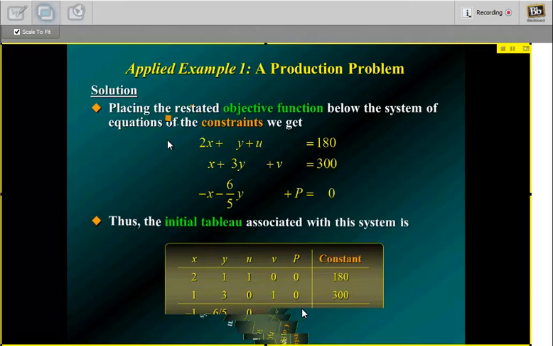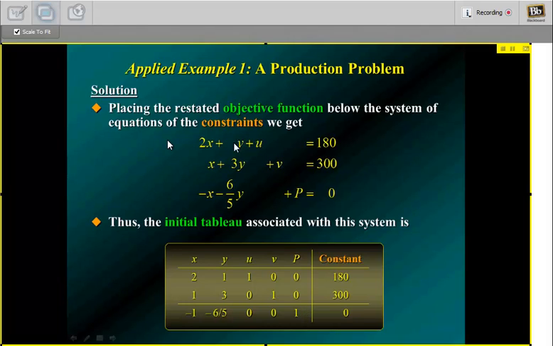After that, step number 2, he says to just draw the table of this system of linear equations. So we put all the coefficients.